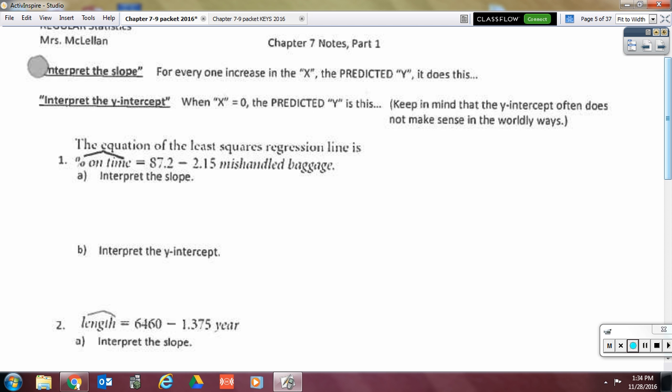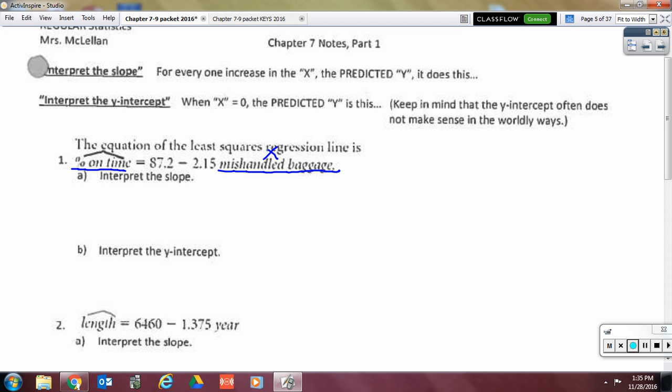So before we get started here, let's keep in mind what is our explanatory variable. The two different options are going to be explanatory variable versus response variable. Which one of your x or your y is explaining and which is the response? The x variable, good. So the x variable is explaining, so in that case our mishandled baggage is explaining the predicted percent on time.